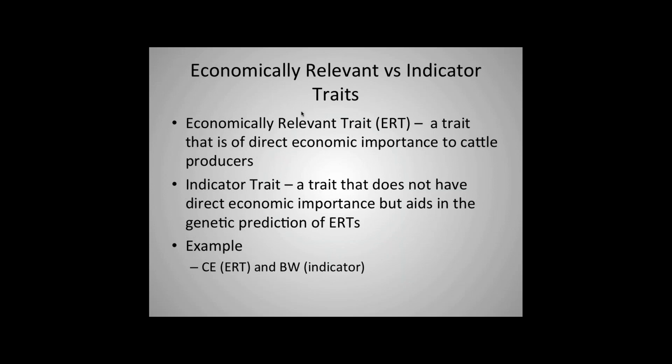And if you think about it too, birth weight is just part of it. That doesn't necessarily have an economic value to the producer, but calving ease does. Difficult calves take more labor and things like that. So it does have a direct economic impact.